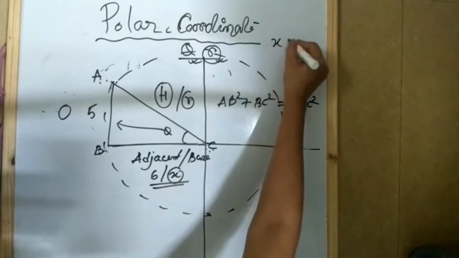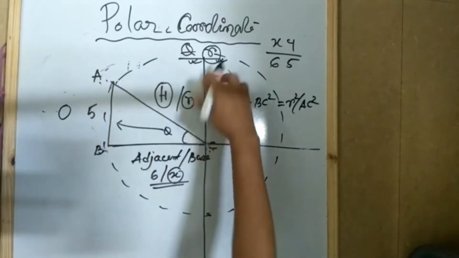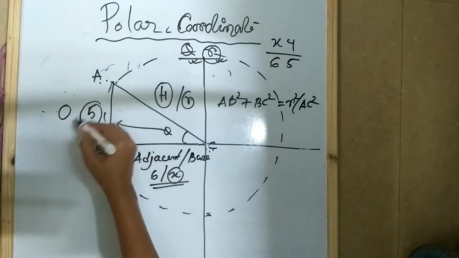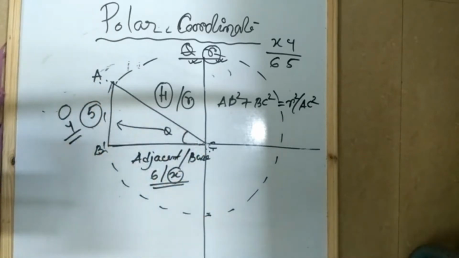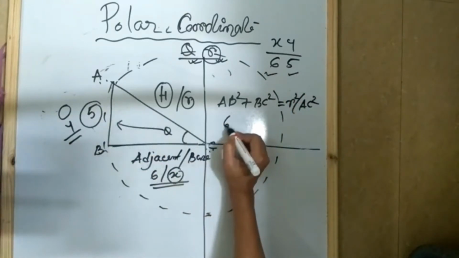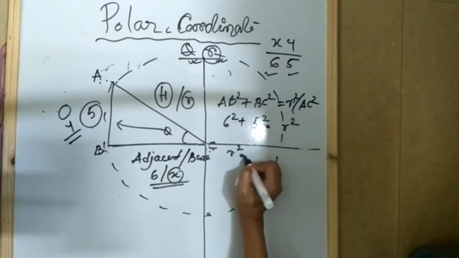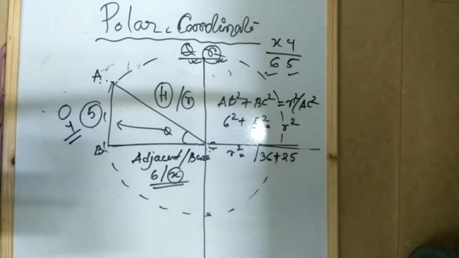Cartesian coordinates are always expressed by x and y. This is the y line, which is perpendicular, so the y value is known to you. Opposite is y, base is x. So x and y are known to you, that is, AB and BC are known. So 6 squared plus 5 squared is equal to r squared. Rather, r squared is equal to 36 plus 25, and you can use the calculator to find the value of r.